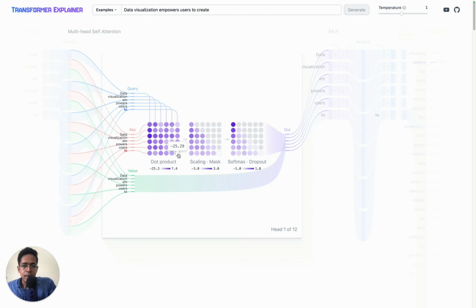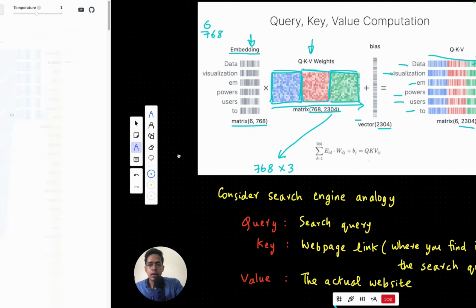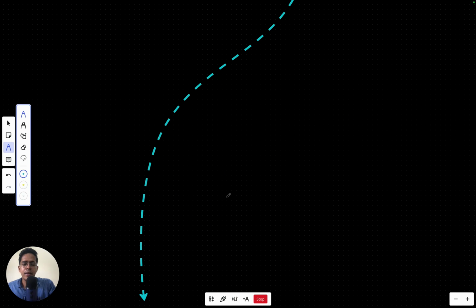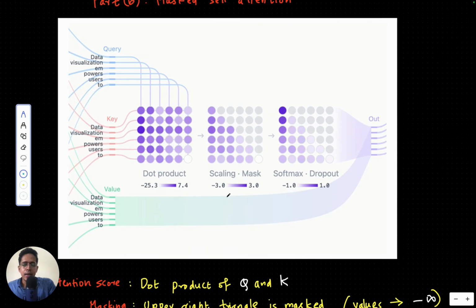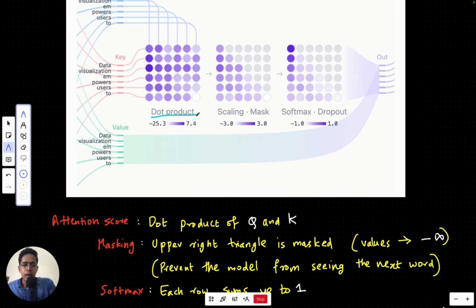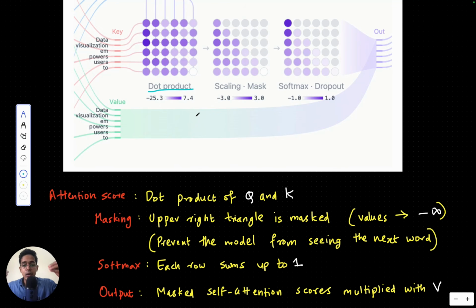Now, I'll explain this through the blackboard. Once we have the query, key, and value and we calculate the attention, three things are done. First is calculating what is called the attention score, which you already saw. It's this dot product. The attention score is calculated using the dot product of Q and K, but it will have a certain range of values. You saw the range from minus 25.3 to 7.4. This is just for this particular example. Obviously, the range will depend on the tokens that you are inputting.